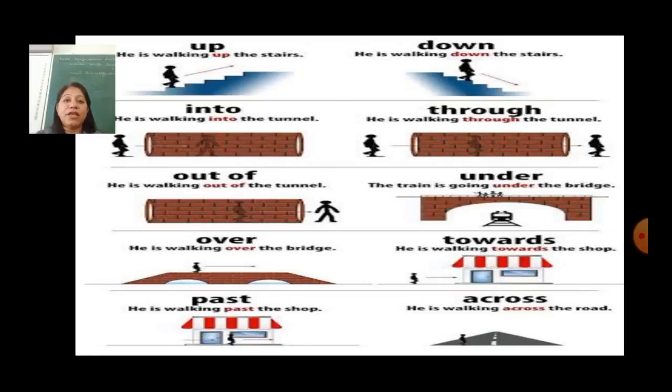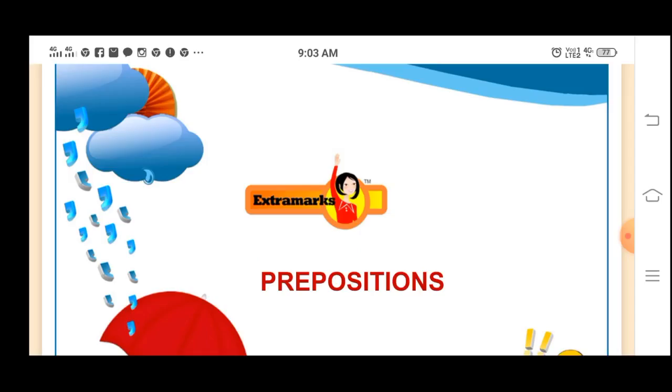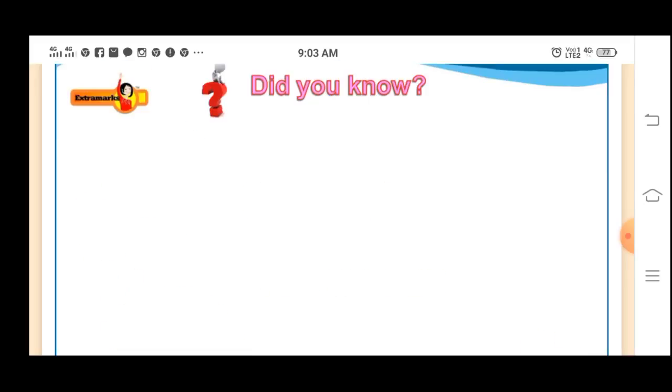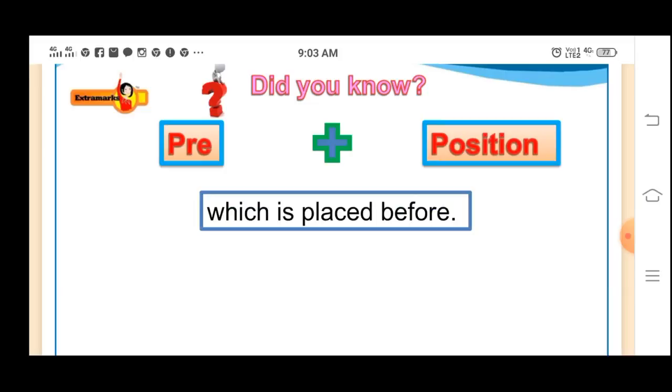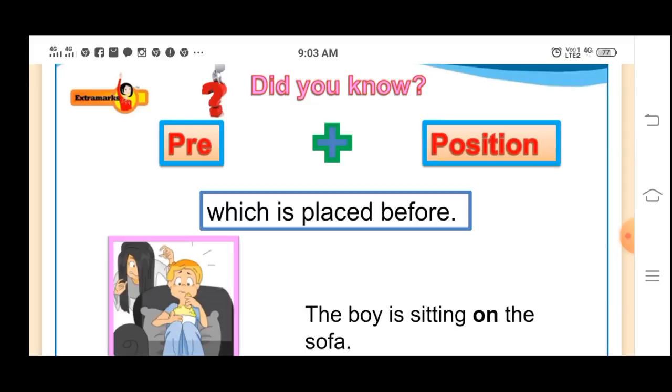Now, let's revise it for extra marks. Children, did you know the word preposition is made from two words? Pre plus position, which means placed before. A preposition is placed before a noun or a pronoun which it governs. For example, the boy is sitting on the sofa. Here the preposition is on, and the noun it governs is the sofa. Please note, the noun or pronoun which is placed after the preposition is called its object.